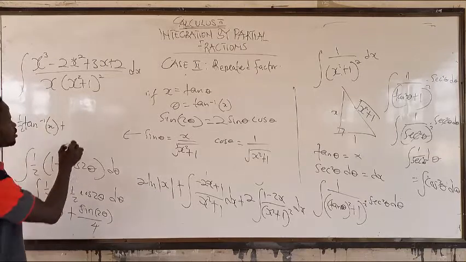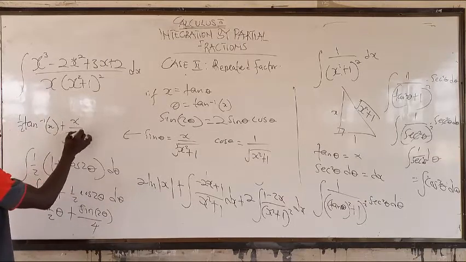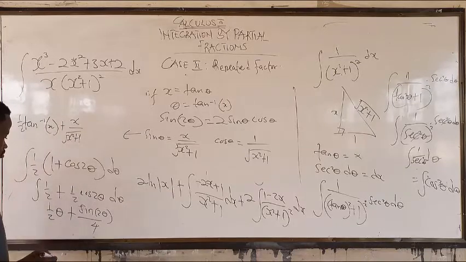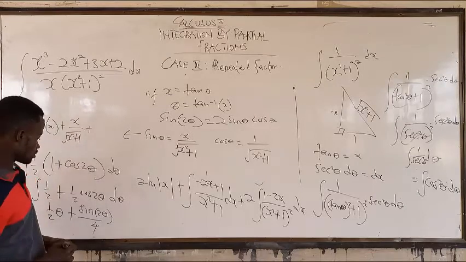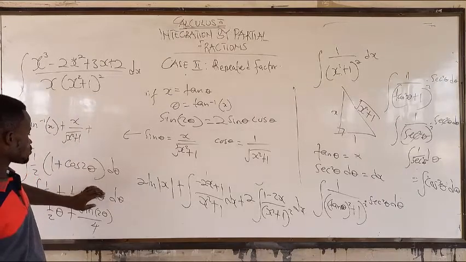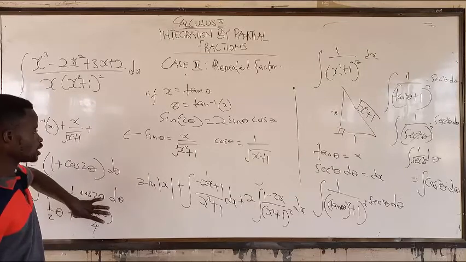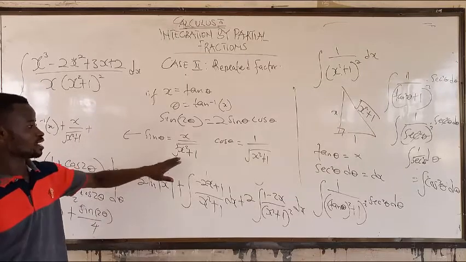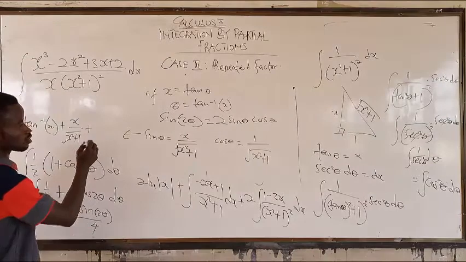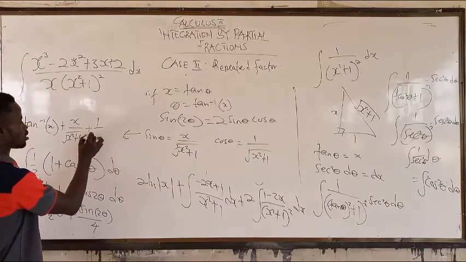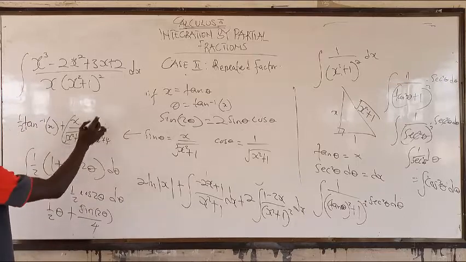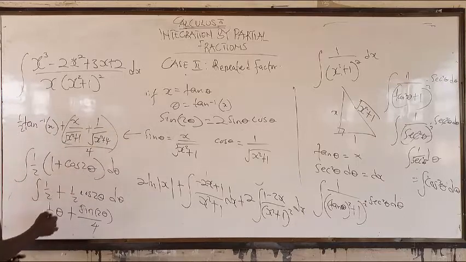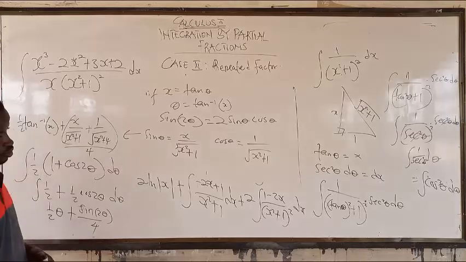plus S over square root of S squared plus 1, plus the expression of only the numerator here is this and this, don't forget. 1 over S squared plus 4. All these over 4. That is what we have.